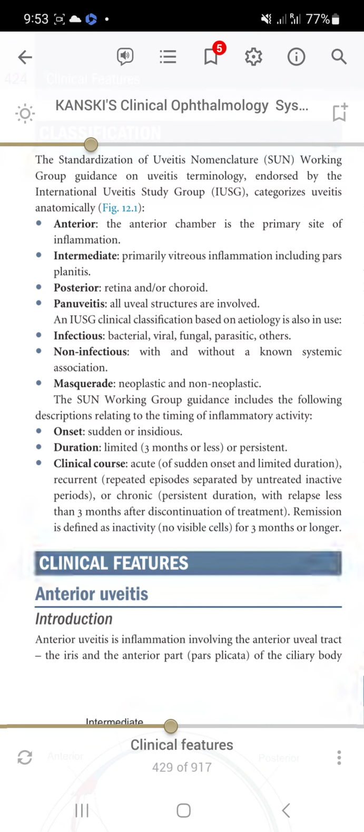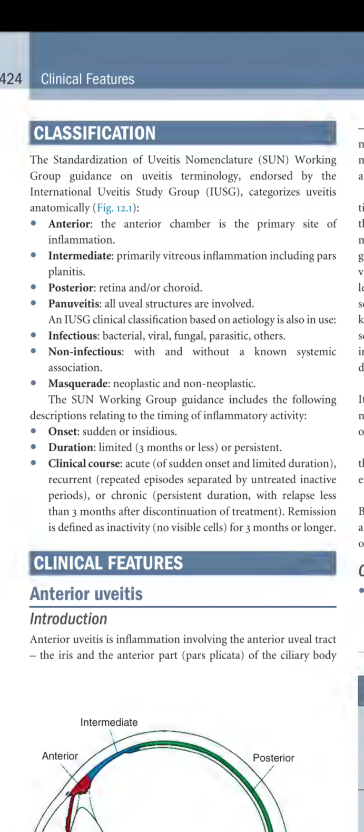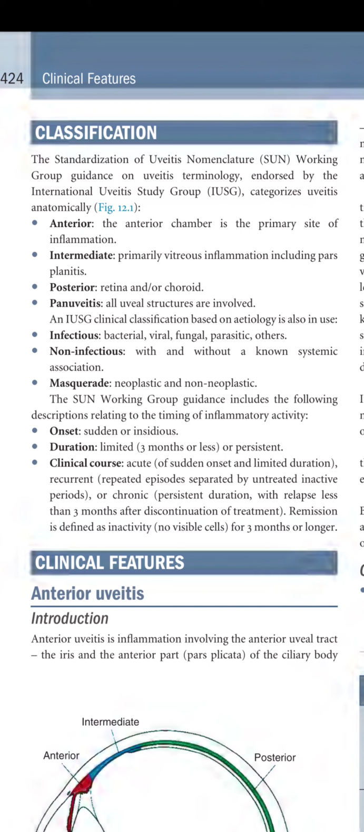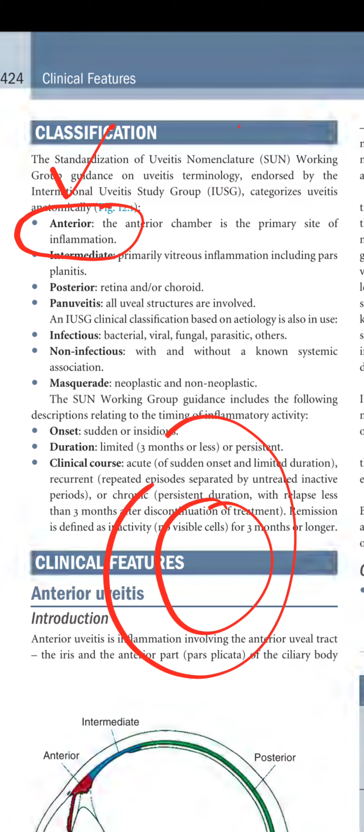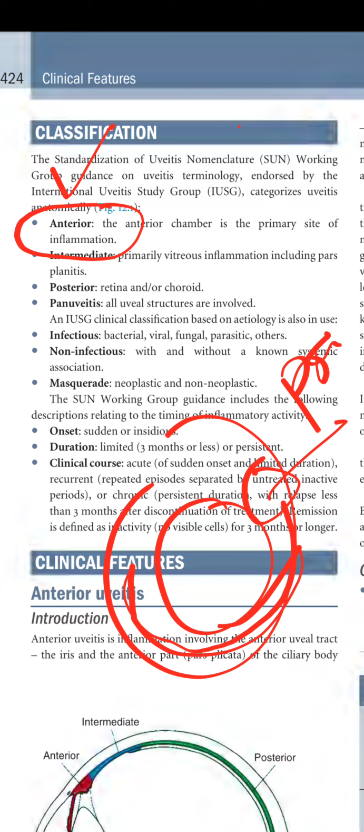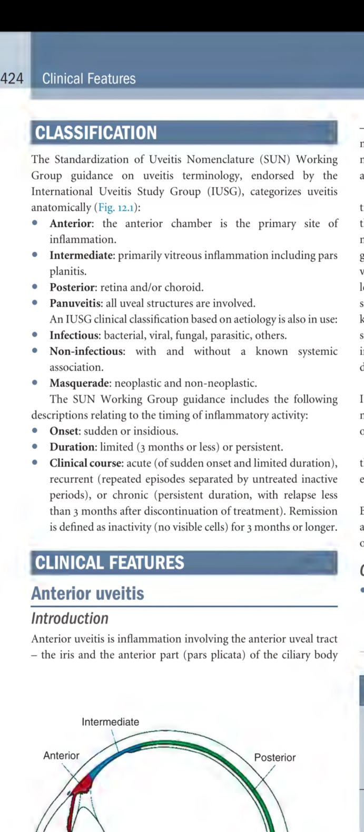The anterior chamber is the primary site of inflammation. Intermediate is primarily vitreous inflammation, including pars planitis, and posterior involves the retina or choroid. Panuveitis, all uveal structures are involved. So basically the anterior consists of the anterior chamber, and intermediate includes the vitreous inflammation, and it also consists of the pars plana, and the posterior side consists of the rest of the choroid. Panuveitis, all uveal structures are involved.